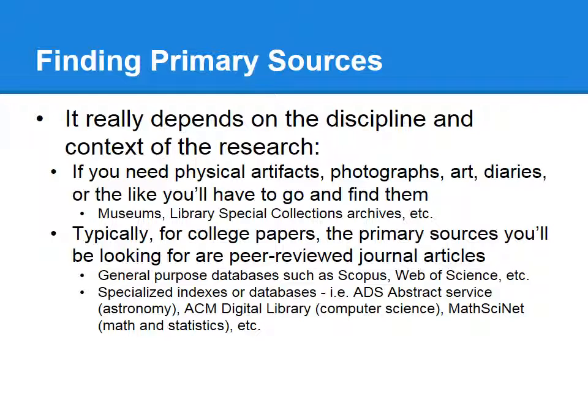We could go to general purpose databases such as Scopus, Web of Science, and others like those that are very broad and cover a lot of disciplines. Or you could go for specialized indexes or databases in your specific topic. If you're doing astronomy, for example, the ADS Abstract Service indexes every paper ever written in astronomy, and you would probably want to start there. Or maybe the ACM Digital Library for computer science, or MathSciNet for math and statistics.